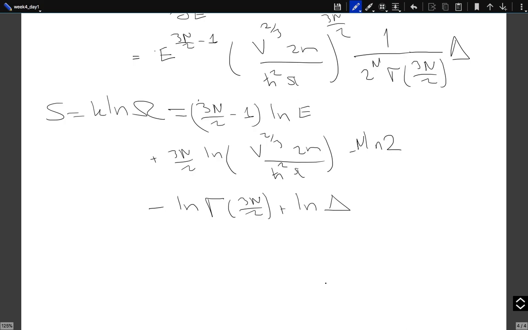Now let's remember some numbers. You see, we said that n is typically of the order of 10 to the power 23. If you look over here, the first term is 10 to the power 23 minus 1. Just ignore it.